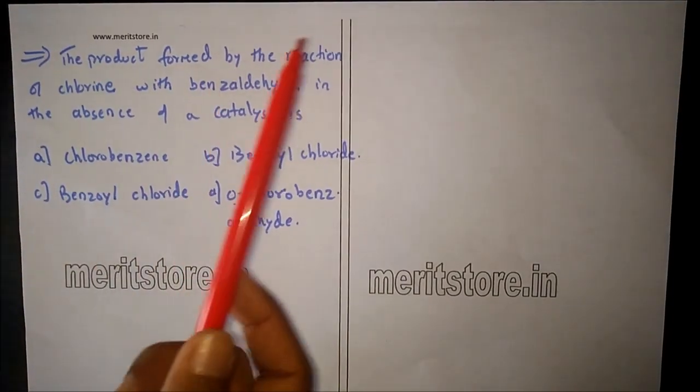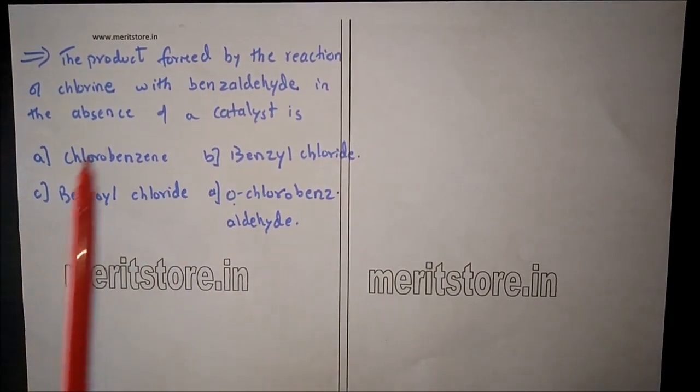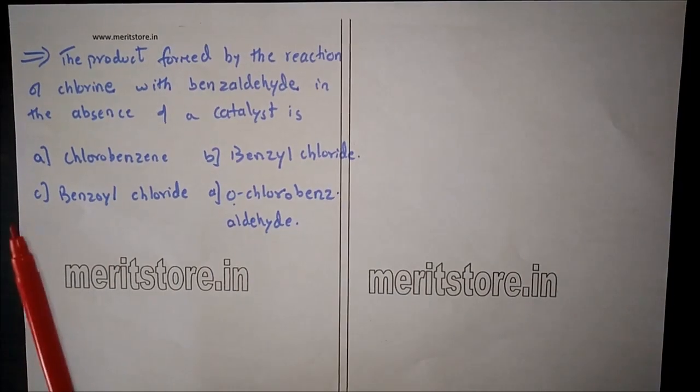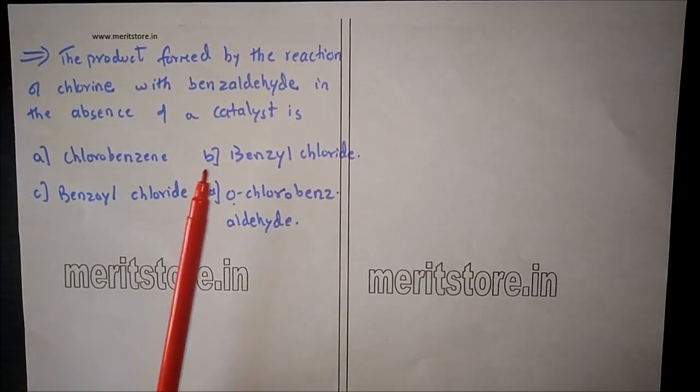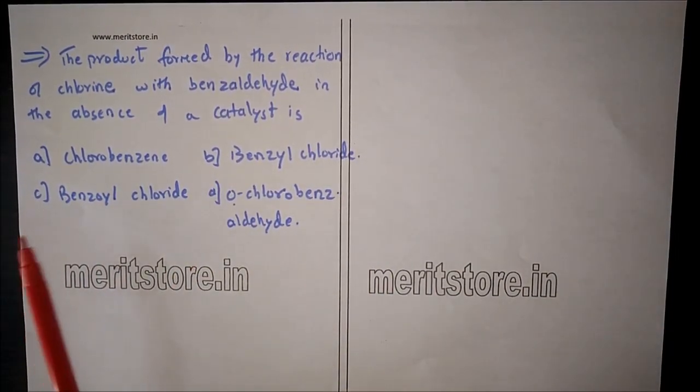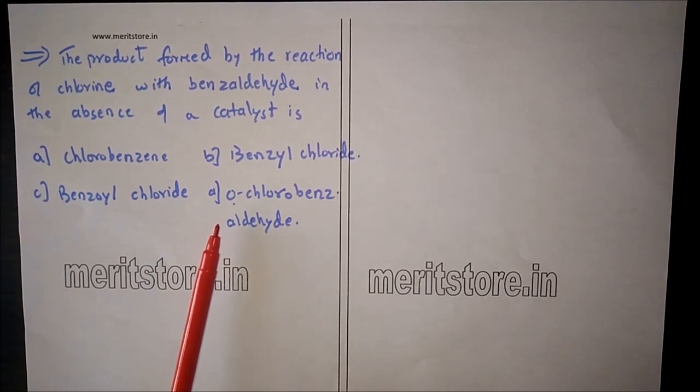The product formed by the reaction of chlorine with benzaldehyde in the absence of a catalyst is A. chlorobenzene, B. benzyl chloride, C. benzoyl chloride, or D.